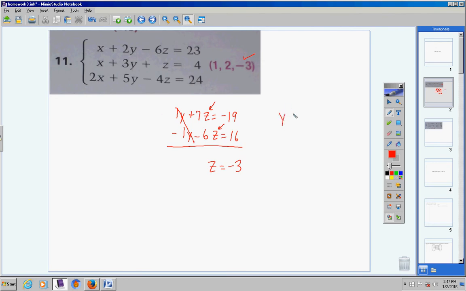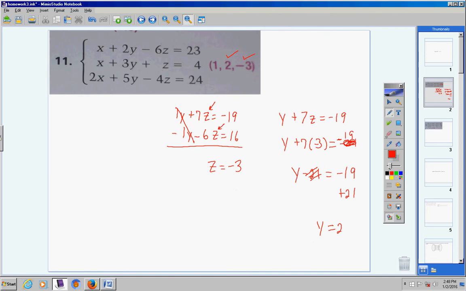So y plus 7z equals negative 19. Where the z is, I'm going to substitute negative 3. 7 times negative 3 is a negative 21. Bring the negative 21 over, make it a positive 21, and y equals 2. Check. Now, I know what z equals, I know what y equals.